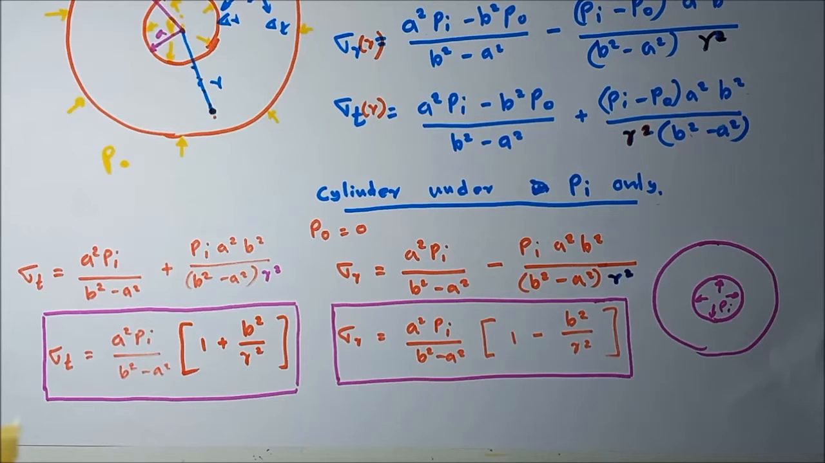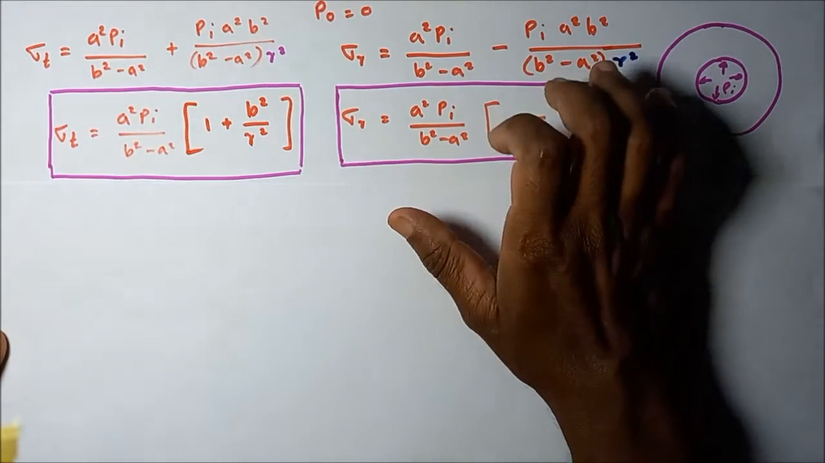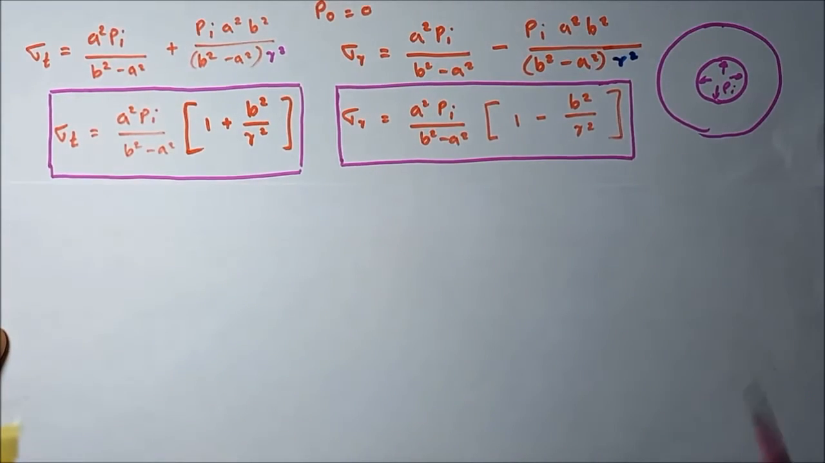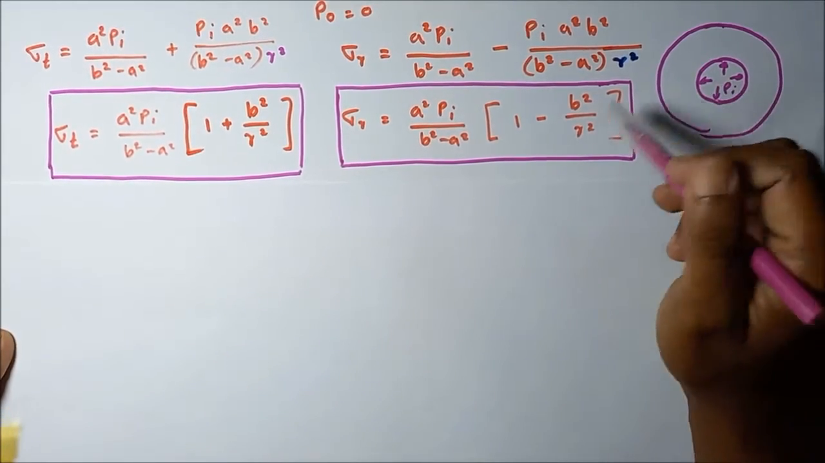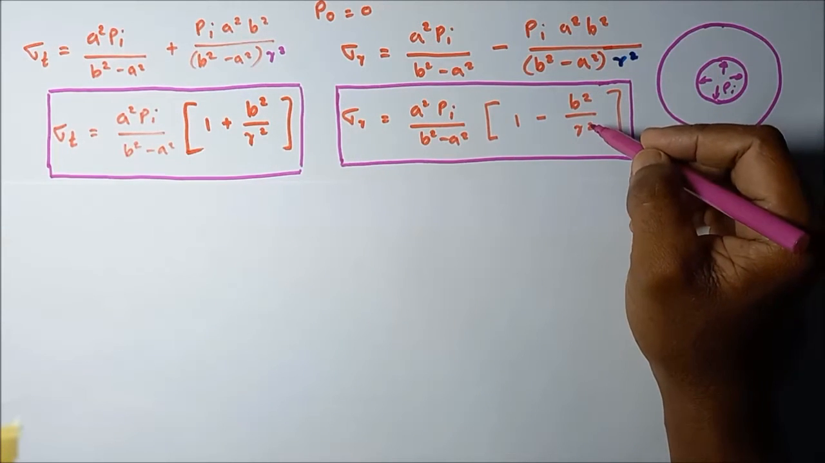Then the maximum stress. When the cylinder is subjected to an internal pressure only situation, where is the stress maximized? These are the two equations for that situation. Where is the radial stress maximized?